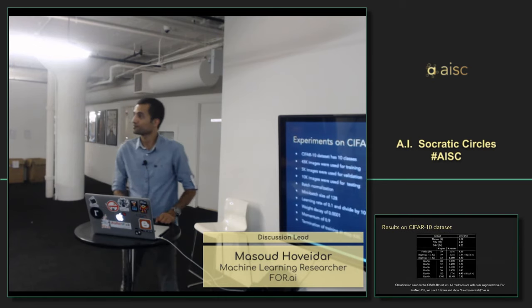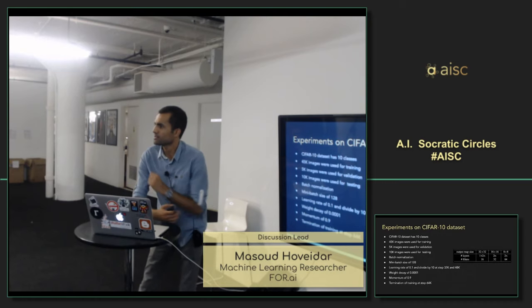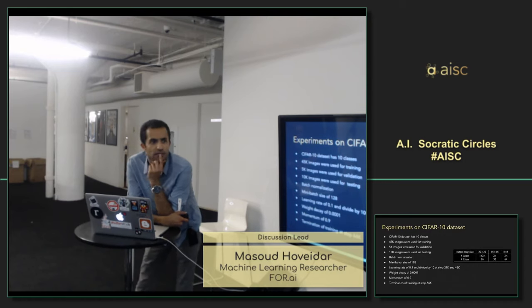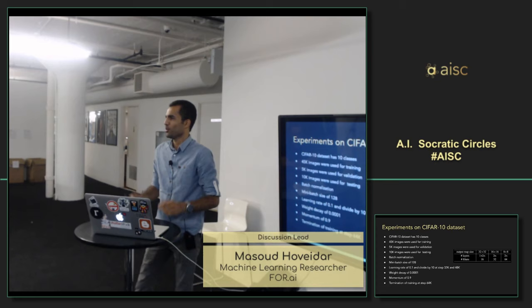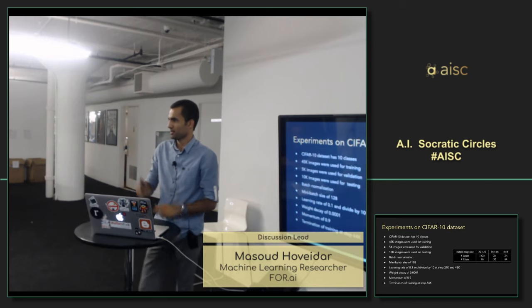What are the classes of CIFAR? I guess there are boats, cars. So the question is, what are the classes in the CIFAR 10 dataset? I guess there are boats, cars, there are a couple of objects, actually. I don't remember. There are 10 objects. Yeah. I know cars and boats and maybe something like that, yeah.